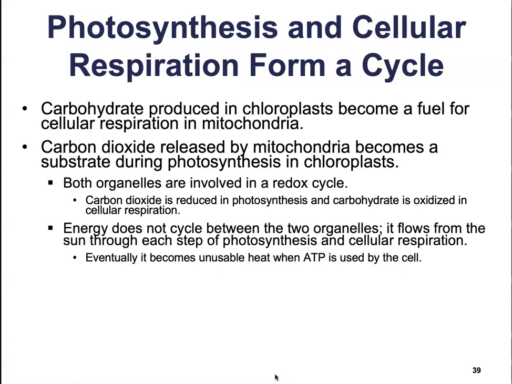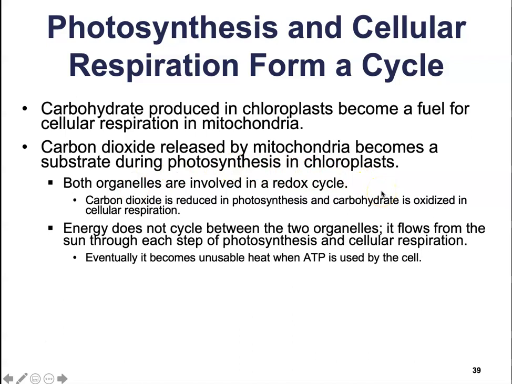All right. If we look at the cycle between photosynthesis and cellular respiration, and again, I think I kind of alluded to this in the beginning of the chapter with that sort of picture of the moose and the tree, right? But now we're focusing a little bit more on the cellular level and talking about the chloroplast and the mitochondria, okay? So it says carbohydrate produced in the chloroplast becomes fuel for cellular respiration in the mitochondria. Okay. Carbon dioxide released by the mitochondria becomes a substrate during photosynthesis in the chloroplast.